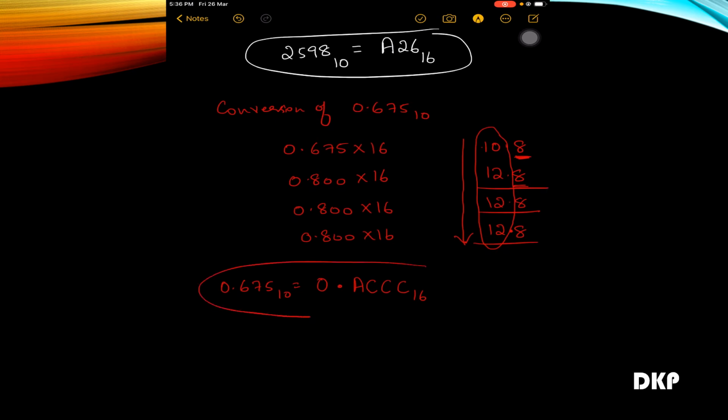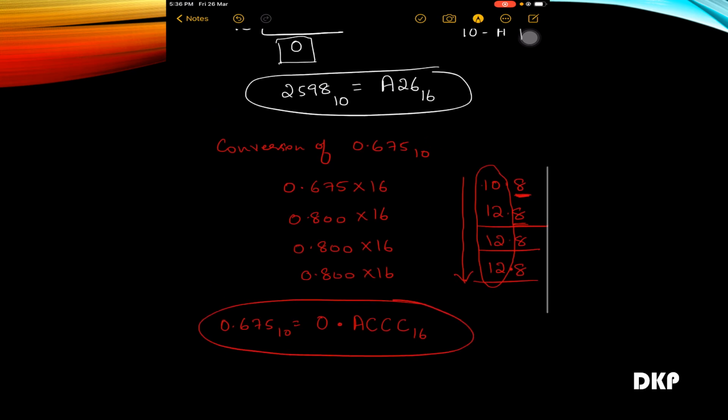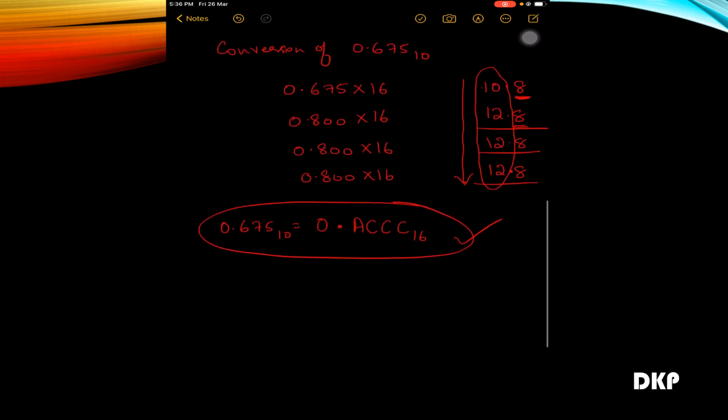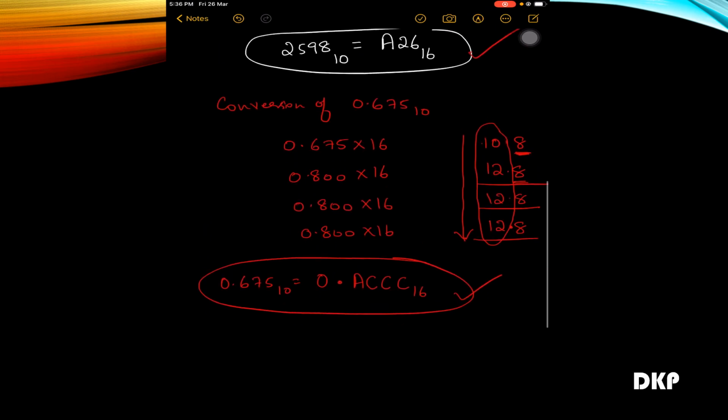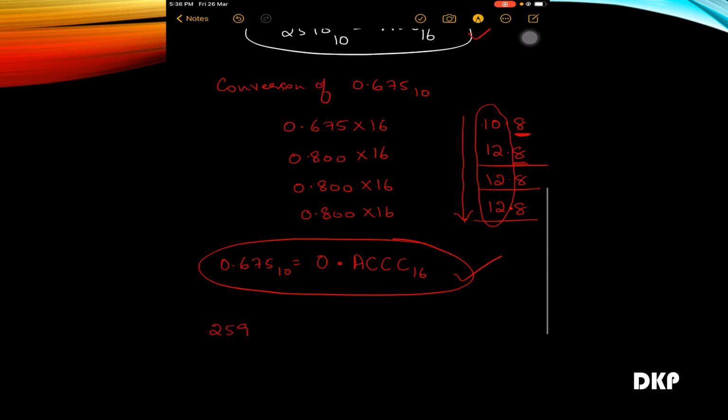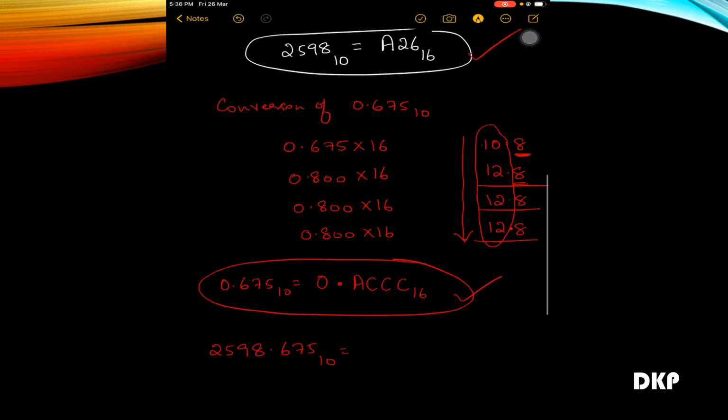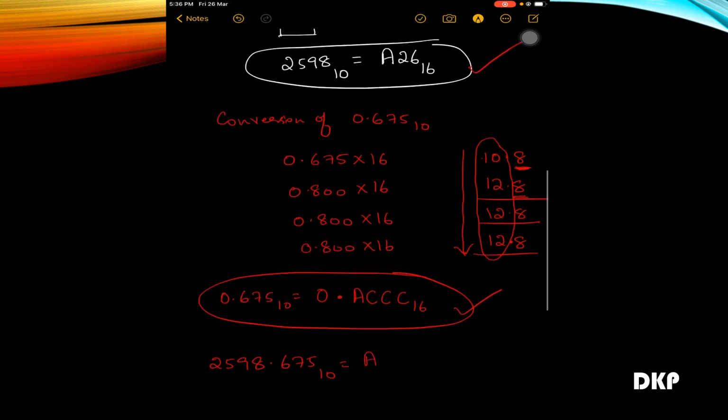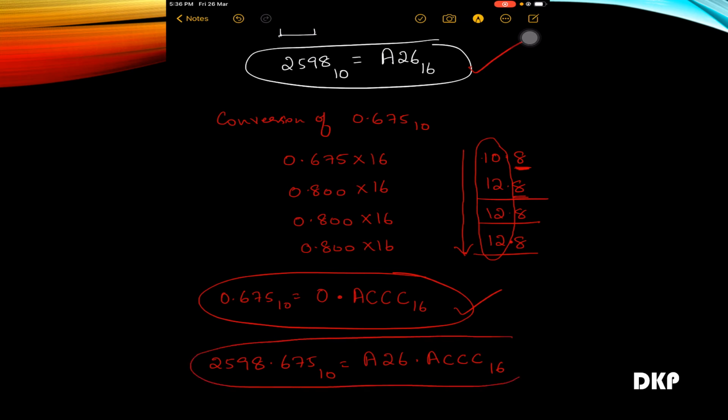Now you have to join the integer part and the fractional part. Write it together. 2598.675 to the base 10 is equal to A26.ACCC to the base 16. So this is the result.